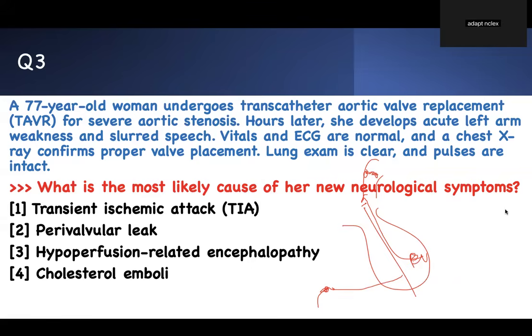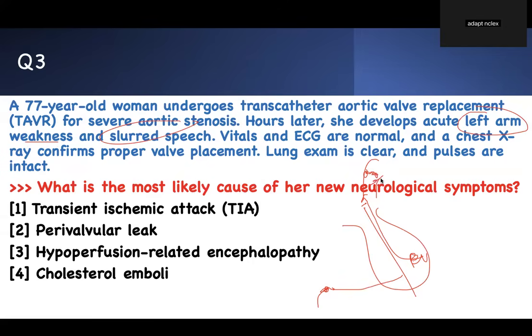Hours later, the patient developed what? Left arm weakness and slurred speech. So, slurred speech, left arm weakness. Vitals normal, EKG normal, and chest X-ray confirms proper placement of the valve. So the valve has not ruptured. Nothing has happened to it. It's in the right place.